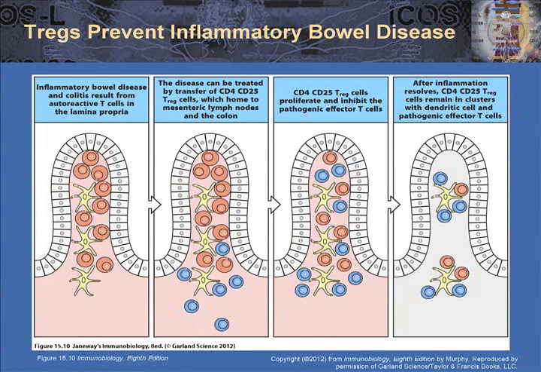These T regulatory cells then proliferate and inhibit the pathogenic effector Th1 and Th17 responses that we see in the gut. So after inflammation resolves, these T regulatory cells remain in clusters with dendritic cells as well as pathogenic effector T cells, and this shows you that they're there to dampen the function of these effector T cells.